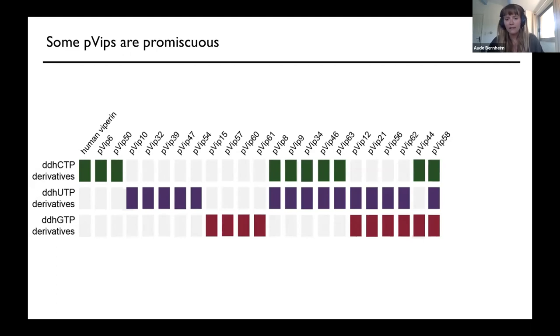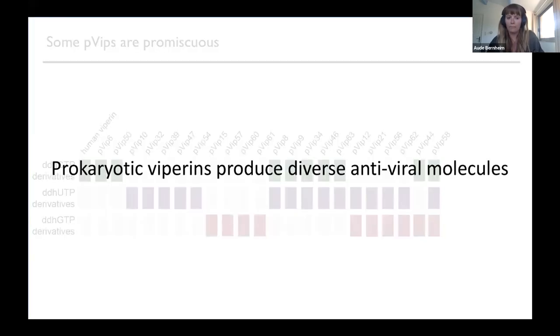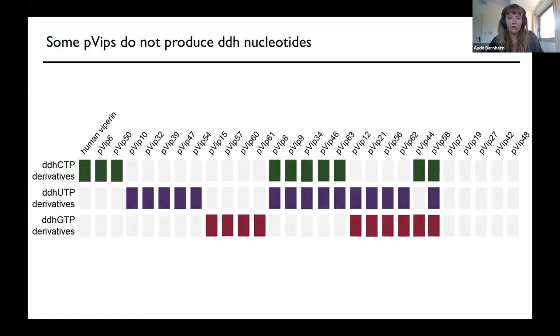So very promising, and also leading us to think that if you give them several types of artificial nucleotides, they could create this double bond that really makes a nucleotide into an antiviral molecule. And so this experiment showed that prokaryotic viperins produce diverse antiviral molecules. And very interestingly, there were five PVIPs for which we were not able to detect any of these three molecules, but which still have a very strong antiviral activity. So this is a mystery to solve.